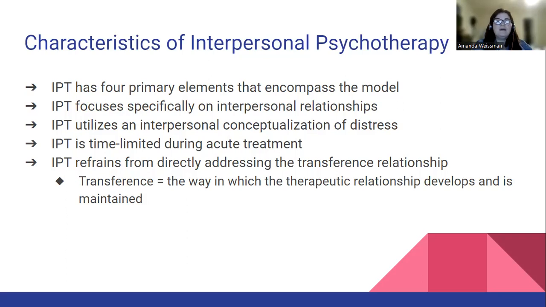So, for example, let's say a client forms a dependent relationship with their therapist. They are calling the therapist between sessions and they're making it really difficult to wrap up sessions weekly. This could indicate to the therapist that the client might relate to others in their social environment with similar dependent tendencies. This is important information for the therapist to have because they can use that to understand a client's interpersonal difficulties. But in IPT, again, this should not be addressed directly with the client in therapy sessions.